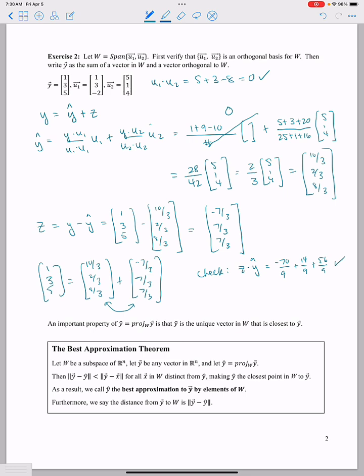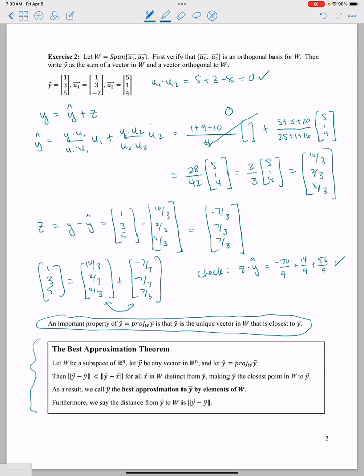So check. This is really, really important. What it's saying is that the orthogonal projection is unique in W, so there's only one of them, and it is the closest vector to Y. So if you're trying to find a best approximation, you want to find the closest vector. So when you find a line of best fit, you're finding the closest line that fits the data, or the best. This is just saying it another way, the best approximation theorem.